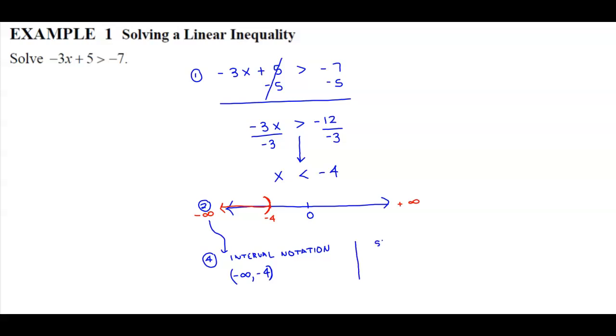Another way of writing this solution set is using set builder notation. You're going to use a brace, and this is going to be x, and then this line translates to "such that," and then you would just write what you got for the solution. So it would be x such that x is less than 4. Those are two ways to write this solution set.